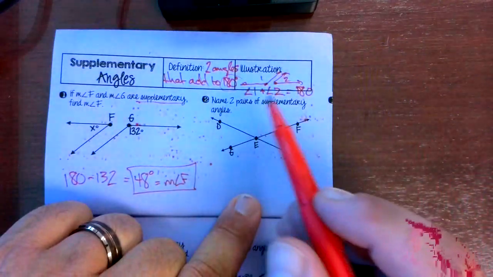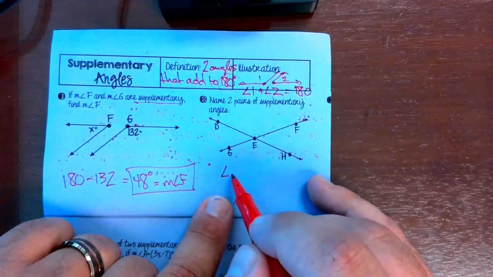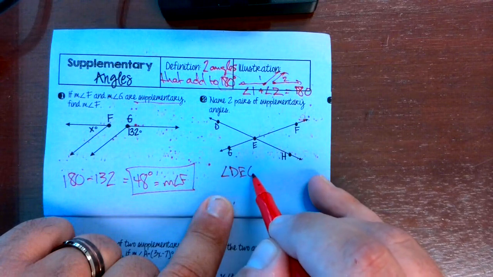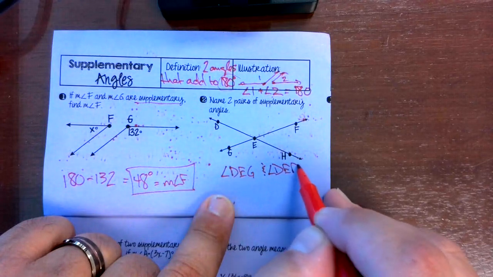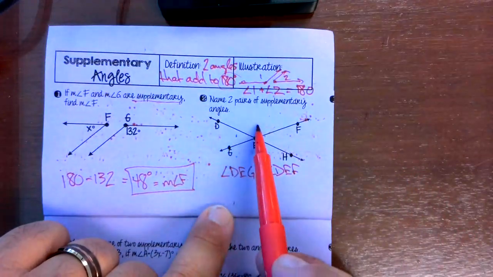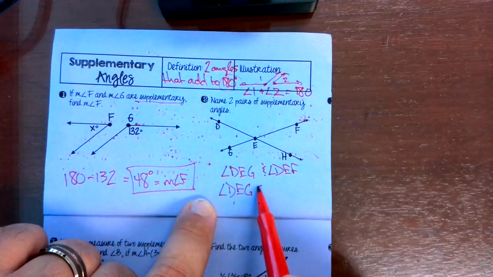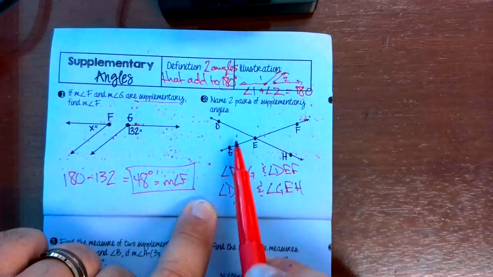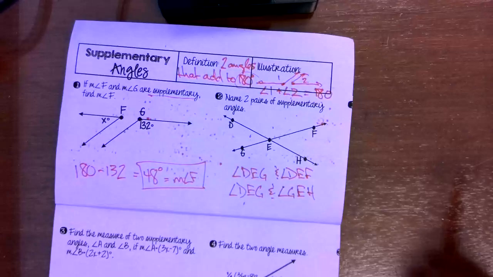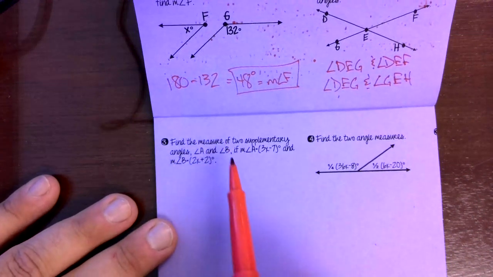Here, supplementary angles, there are lots of them I could name. I'm going to say angle DEG and angle DEF. That's a pair, so it's these two. I could also say angle DEG and angle GEH, these two. Those are also supplementary. Back down here to example 3.